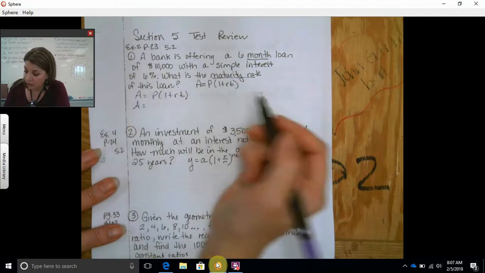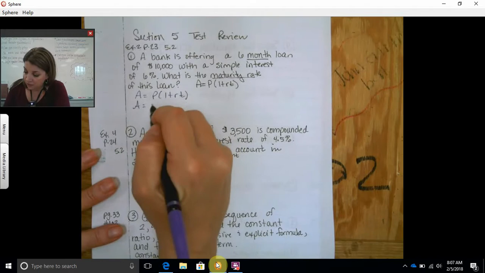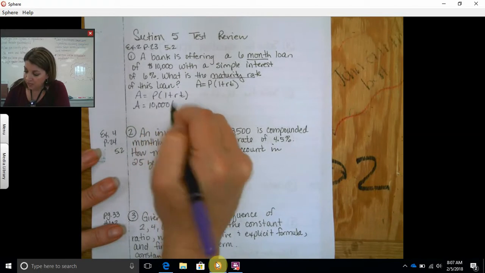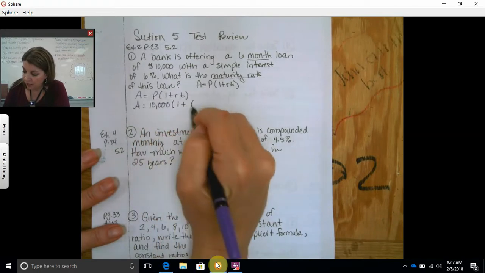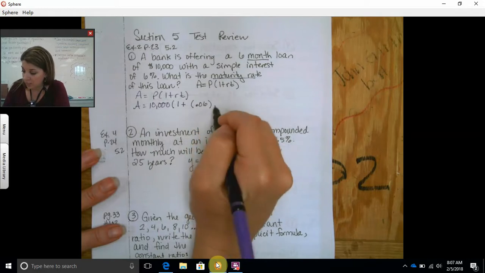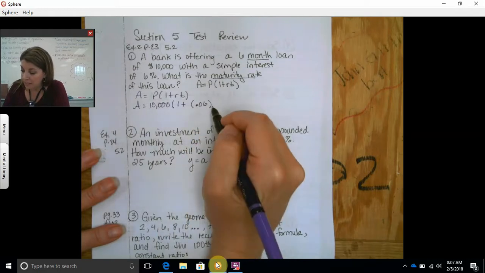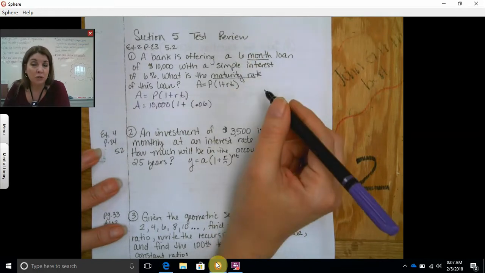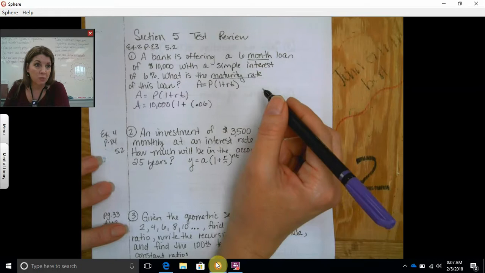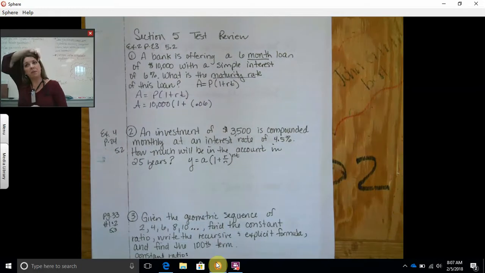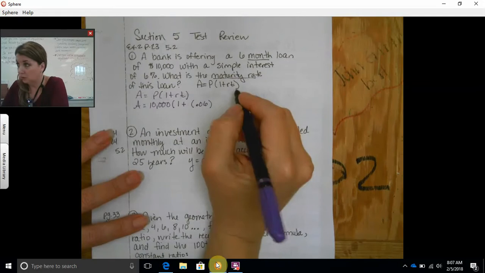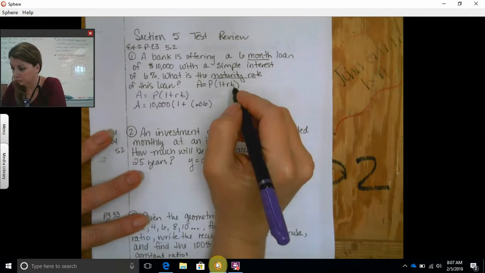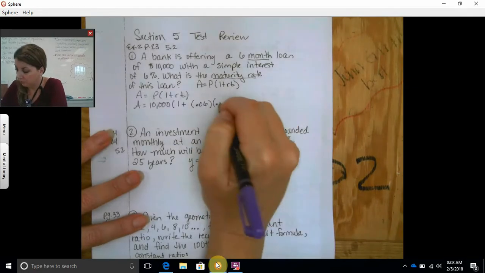So what's your P going to be? 10,000 times 1 plus, what's your rate? 0.06, good, not 0.6, 0.06. Your time is 6 months. T stands for time in years. So if we put a 6 in there, we're going to be finding how much we would pay back in 6 years. So what would we put? Point what? What did you say? 0.5. Oh, he says 0.75.